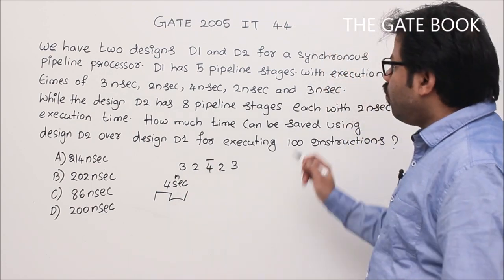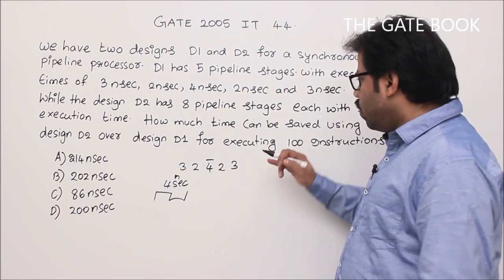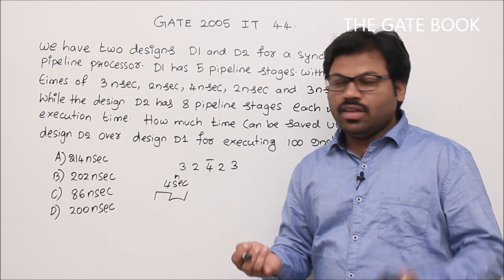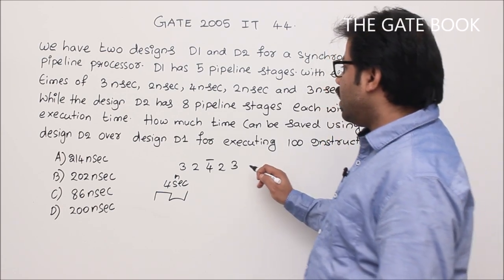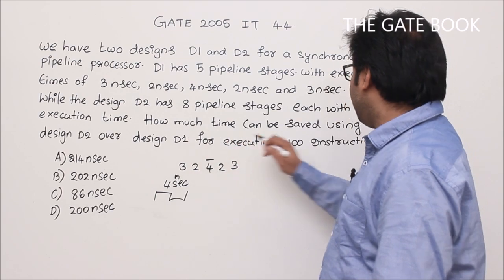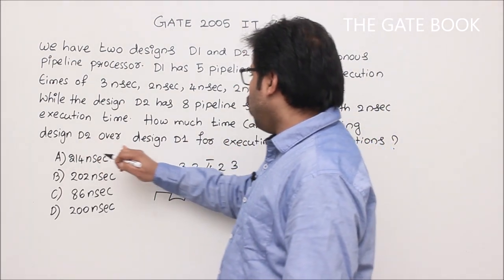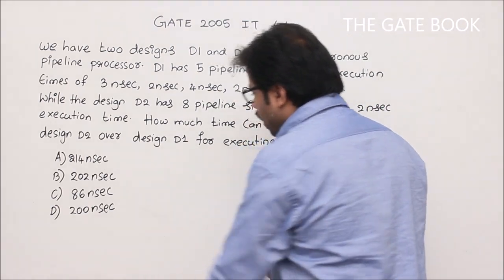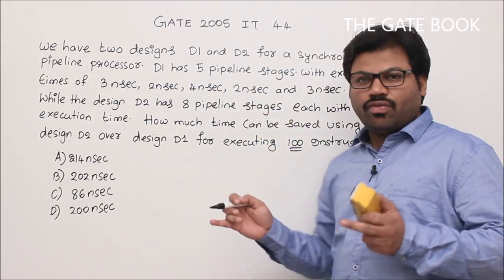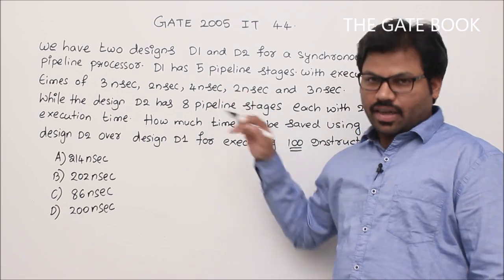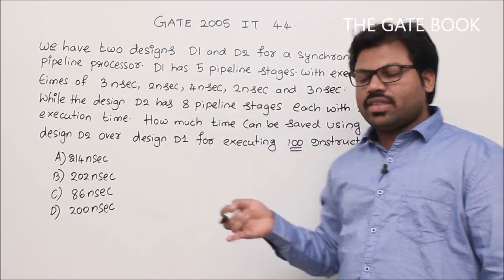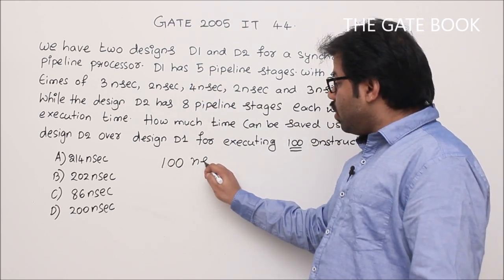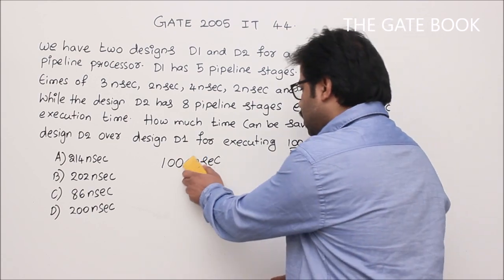Now we will focus on D1 for some time, because I know that in the question they are asking which one is better, and especially they have given that there are 100 instructions. How much time can be saved using design D2 over design D1 for executing 100 instructions? So let me execute 100 instructions. Why I am suddenly changing the flow of the question, I will tell you. Because I read the question, you also read the question, you understand. So for the D1 pipeline we have to find out how much time it will take to execute 100 instructions.